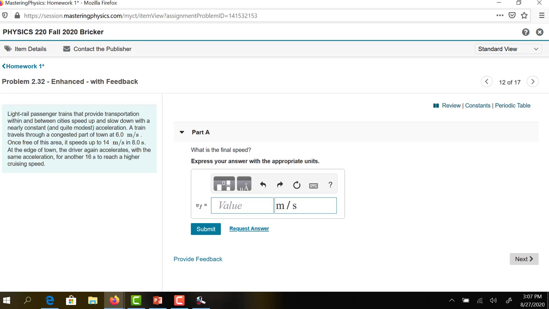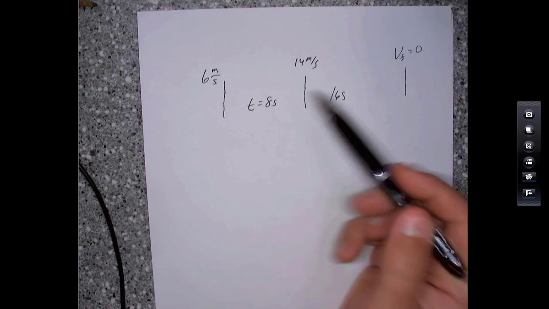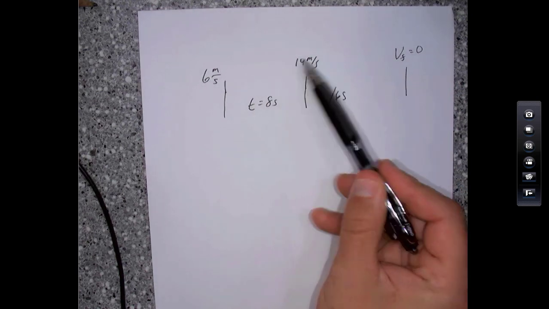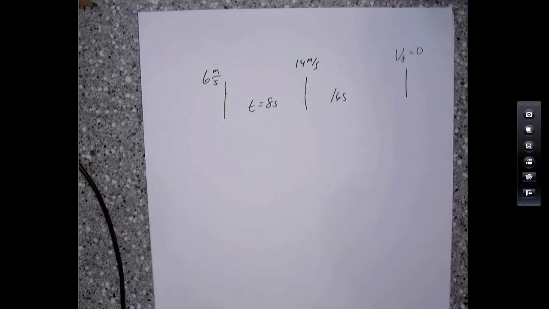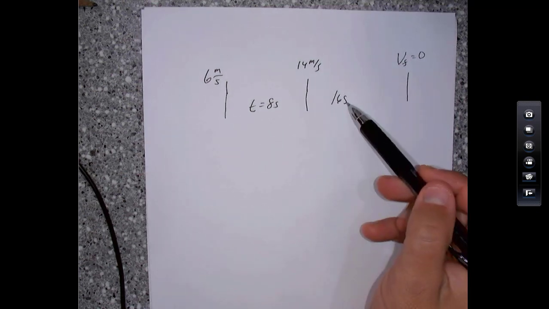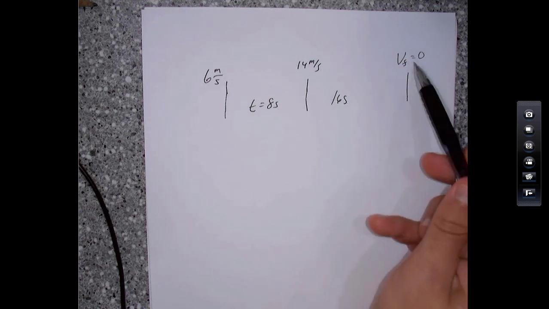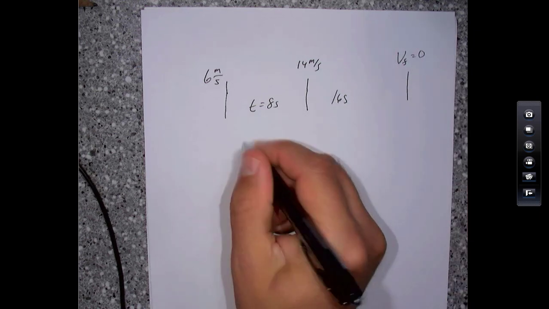So we definitely need a little picture for this one. Let's take a look at it. Okay, so we're at 6 meters per second. We go up to 14 meters per second. This happens in 8 seconds. And then we've got another 16 seconds at the same rate that we accelerated here. What is this final speed?